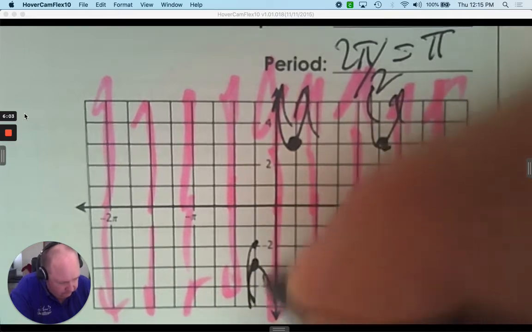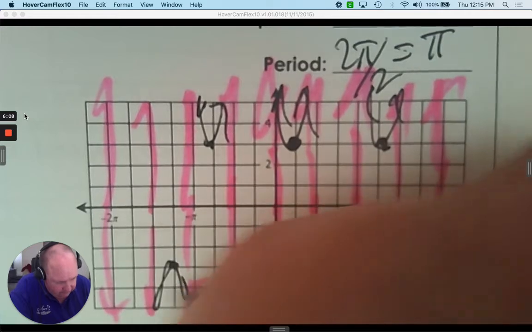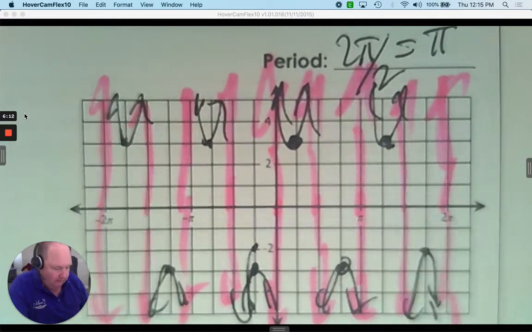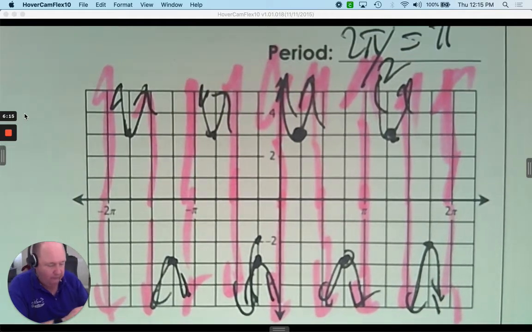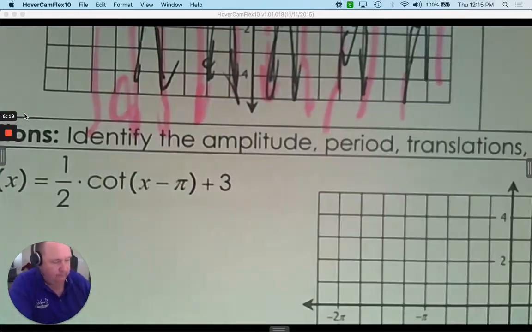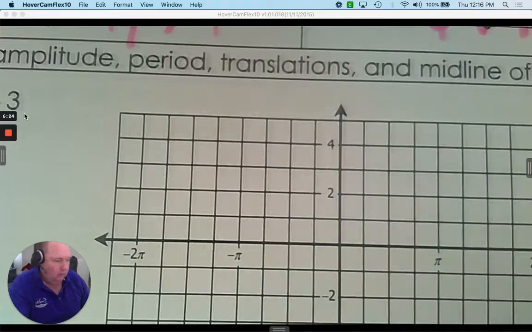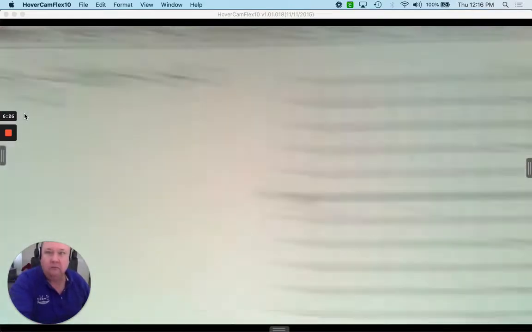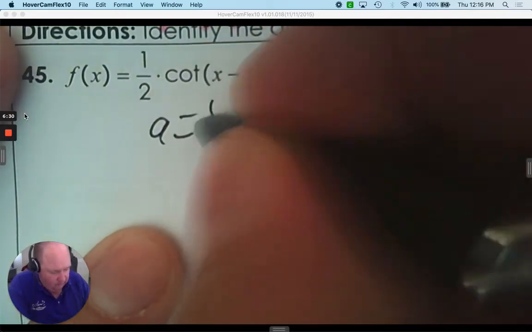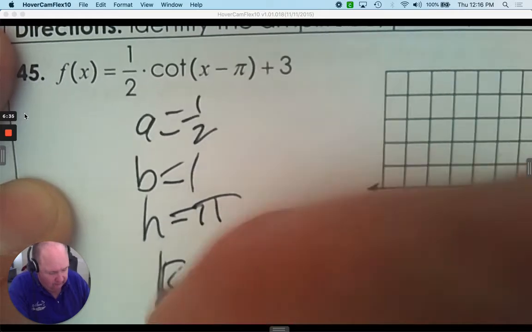Three, -3, +3, -3, +3. I can follow a pattern. There it is. All right, number 45 involves shifts. So for number 45, we first have to write down what A, B, H, and K equal. So we're going to write down that A is 1/2, and B is 1, and H is pi, and K is 3. So there's our first step.